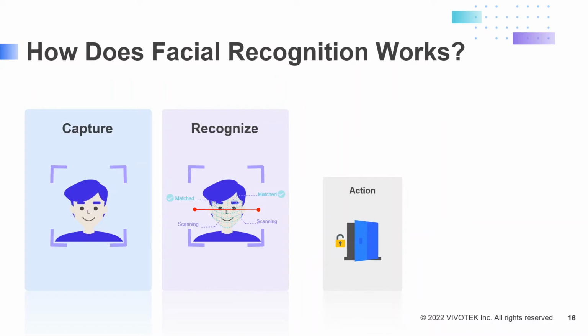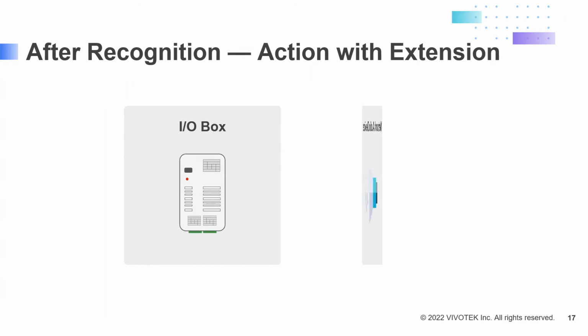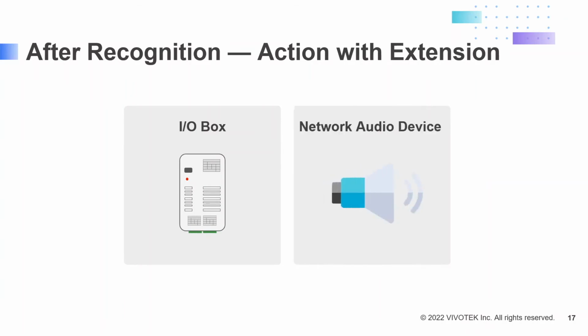Next, let's talk about the third step, and that is action. Now in action, I want to talk about 2 devices particularly that extend what you can do with the whole solution. The first one is an I/O device, and the second one is a networked audio device.